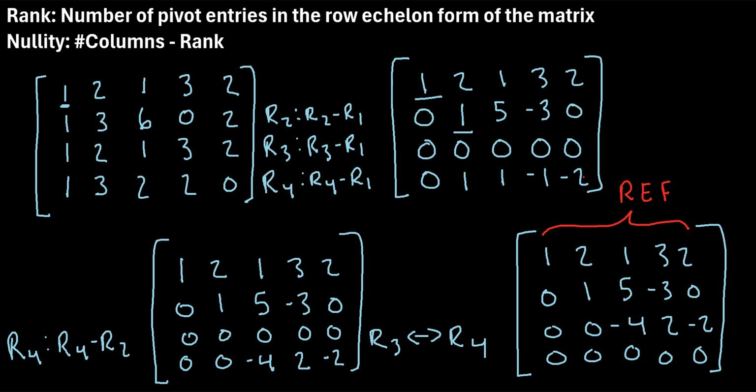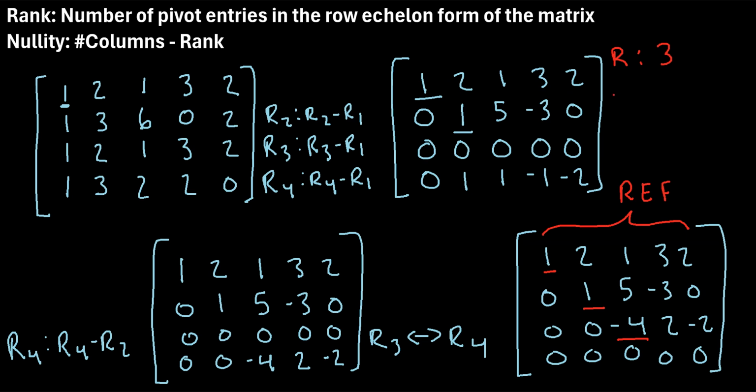So what we need to do is identify the pivot entries. So here's the first pivot entry. It's the first non-zero value in the first row. Here's the second pivot entry, and here's the third pivot entry. And notice that there is no pivot entry in the fourth row. So there's a total of 3 pivot entries. So we would say the rank of this matrix is 3, because it's simply the number of pivot entries when the matrix is in row echelon form.